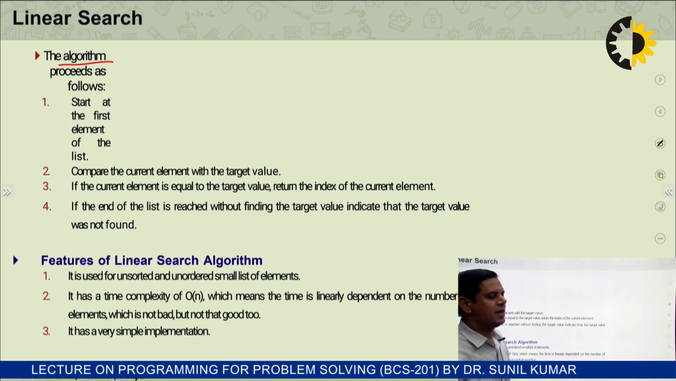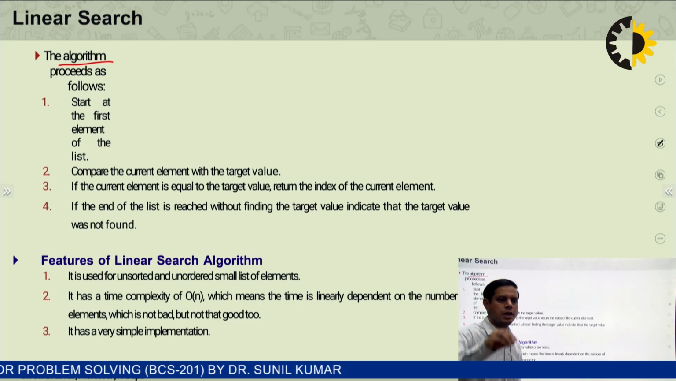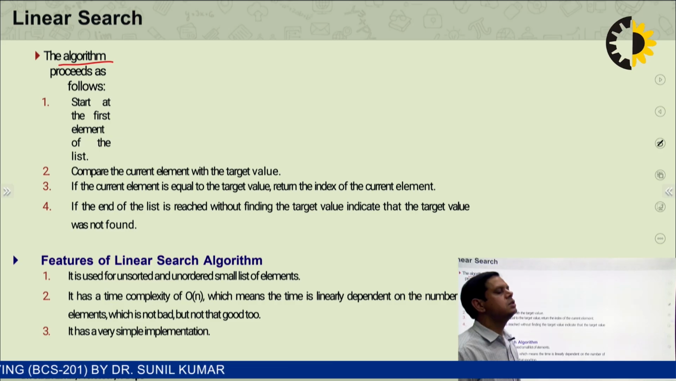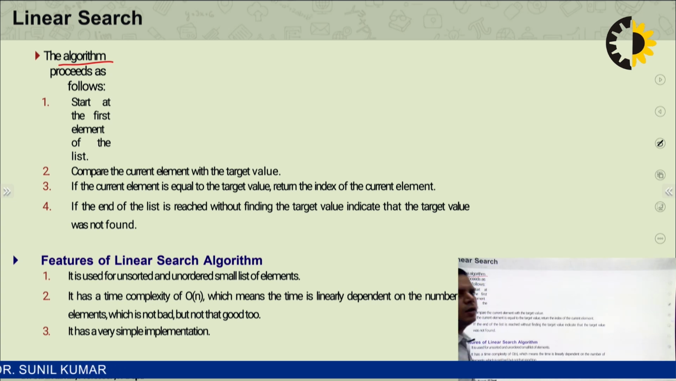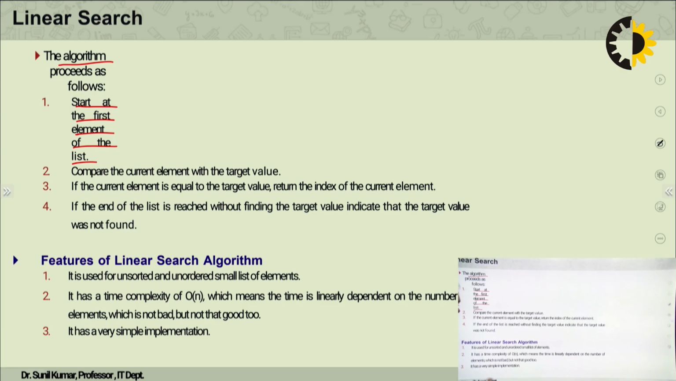If that element is matched with some element, then we will say the element is found at that particular index, and we will say search is successful. If we are not able to find any match, then in that case we will say search is unsuccessful. So first of all, start at the first element of the list. That means always we have to start from the first element and compare the current element with the target value. Target value means the key, that value that we are trying to search in the given list.